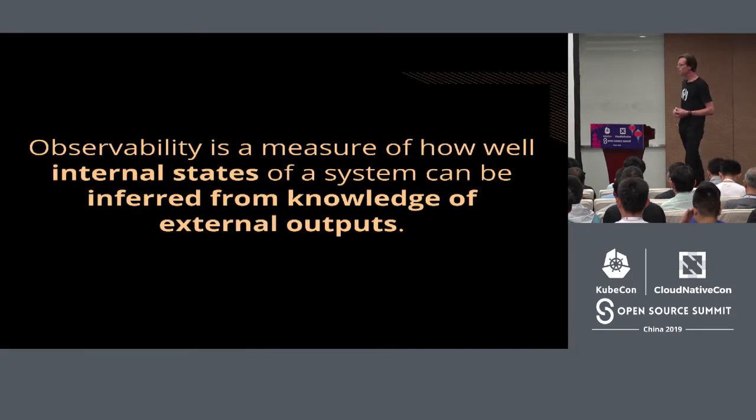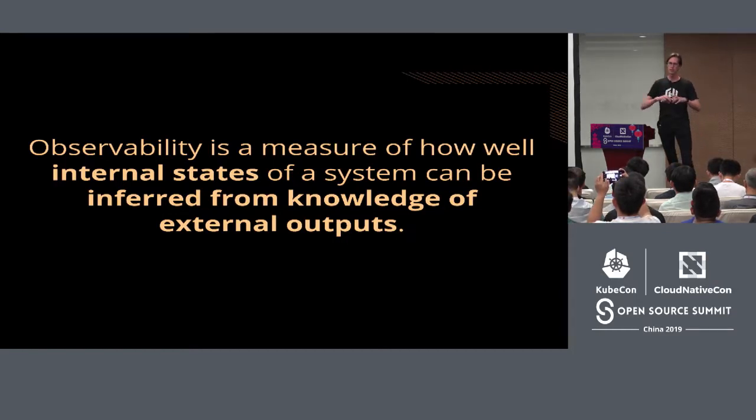So by definition, observability comes from control theory. It's an engineering term, and it's a measure of how well internal states of a system can be inferred from knowledge of external outputs. Like, what? Well, what we're trying to say is that if we measure internal inputs and outputs, we can determine an overall health of a system based on those. We can infer.